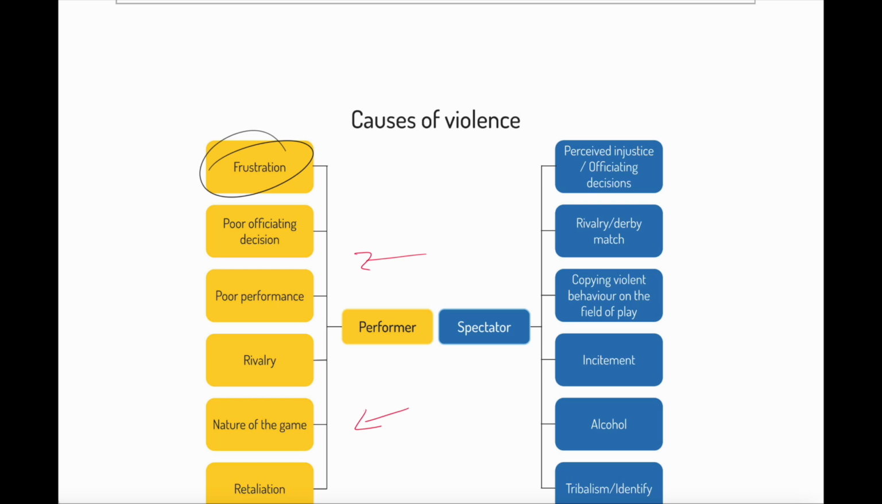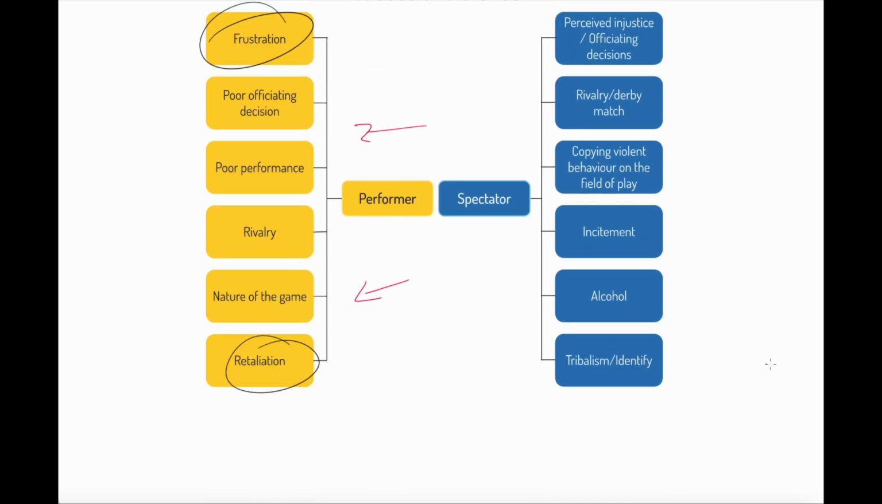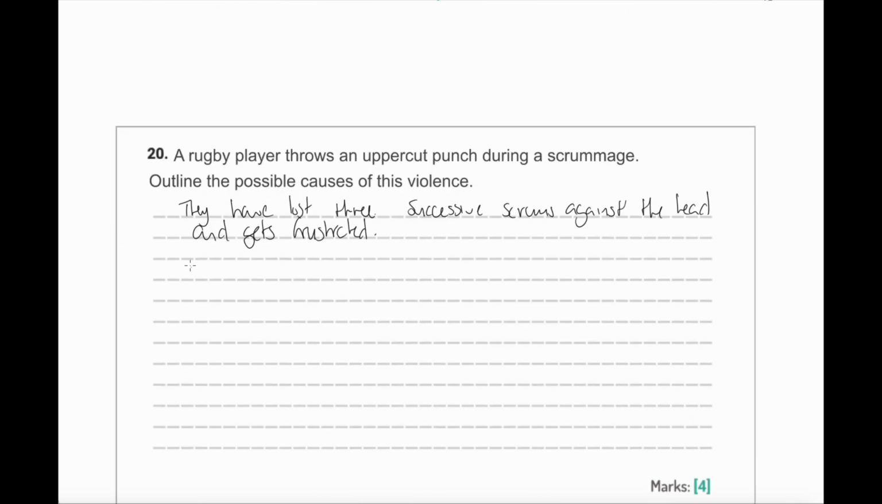Now, I'm gonna go for retaliation as my next one. I'll just make space. In the previous scrum, their opponent bit them. Oh my God, bit them, and they have retaliated. Now, that's a bit grim. I don't know where that came from. Bit Suarez-like, and they have retaliated.